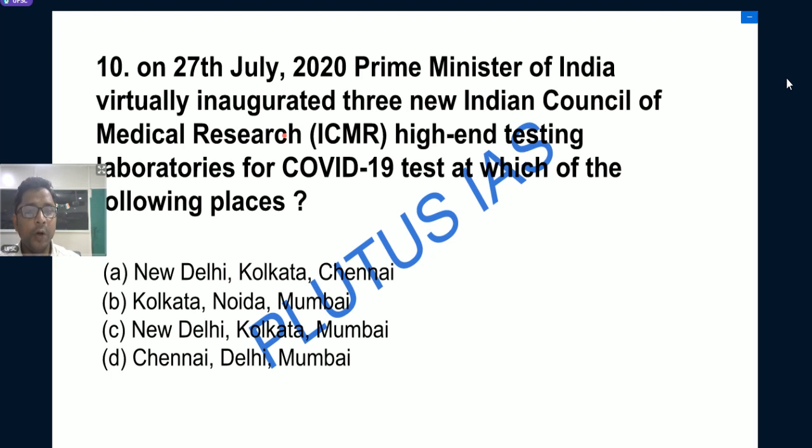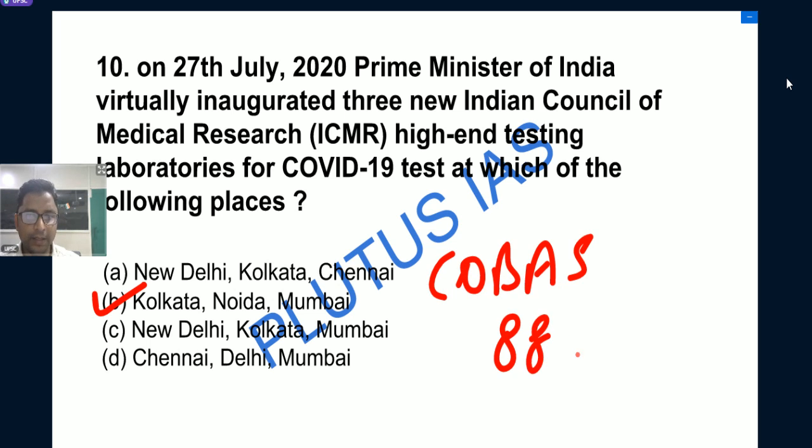Then question number 10. On 27th of July 2020, the Prime Minister of India virtually inaugurated 3 new Indian Council of Medical Research high-end testing laboratories for the COVID-19 test at which of the following places? So this was a direct factual question, and the answer to this is B. This is Kolkata, Noida and Mumbai. And in these labs, one machine was used, Cobas 8800. On this machine, it is said that it will be giving results in only 40 minutes.